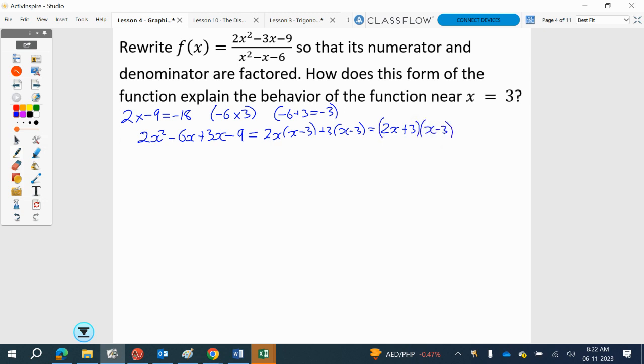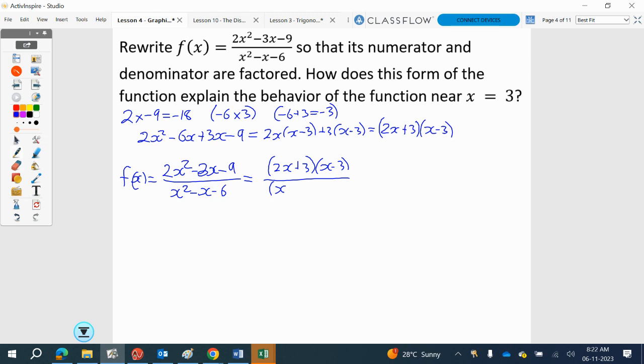Now, let's take care what we write when we write this function and how we use the equal sign. So f of x is equal to 2x squared minus 3x minus 9 over x squared minus x minus 6. This function is equal to 2x plus 3 times x minus 3, over x plus 2 times x minus 3.